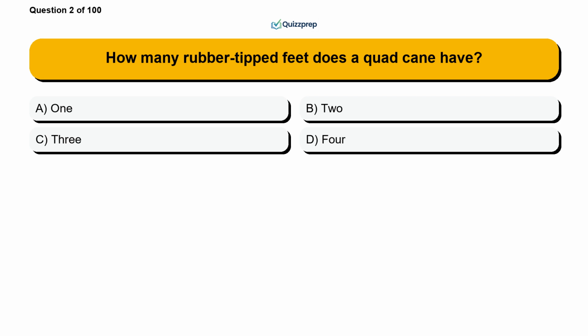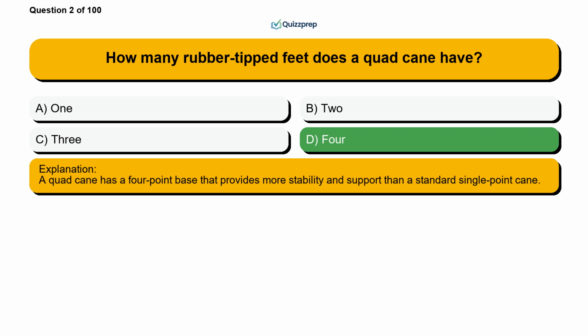Question 2. How many rubber-tipped feet does a quad cane have? Option A, 1. Option B, 2. Option C, 3. Option D, 4. The correct answer is option D, 4. A quad cane has a 4-point base that provides more stability and support than a standard single-point cane.